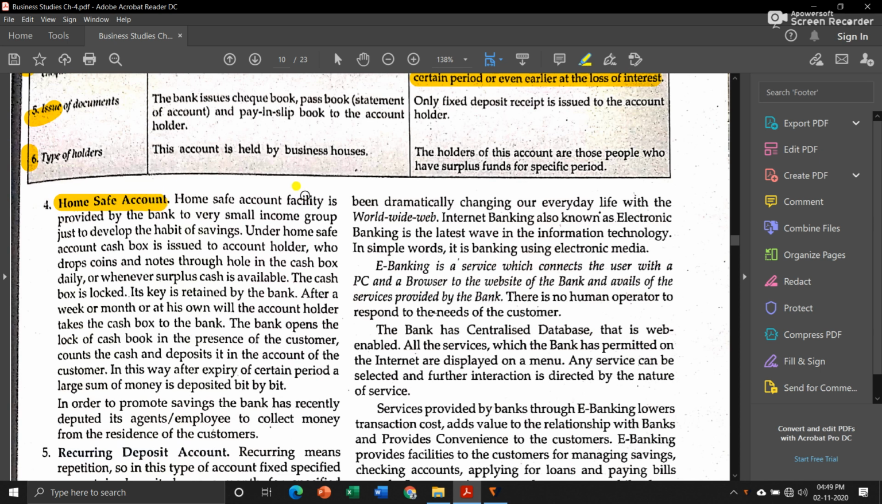Home safe account facility is provided by the bank to very small income group just to develop the habit of savings. Under home safe account, a cash box is issued to the account holder who drops coins and notes through a hole in the cash box daily or whenever surplus cash is available. It is similar to a savings bank account, but in home safe account the bank gives you a cash box in which you have to keep your extra money. The cash box is locked. Its key is retained by the bank.